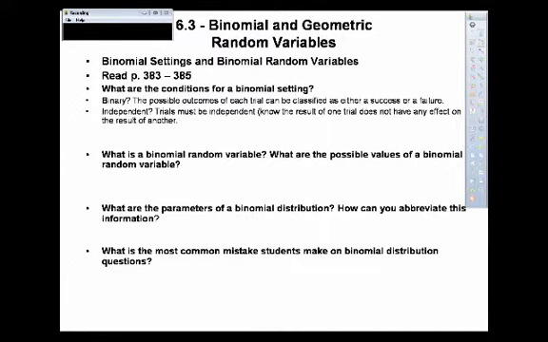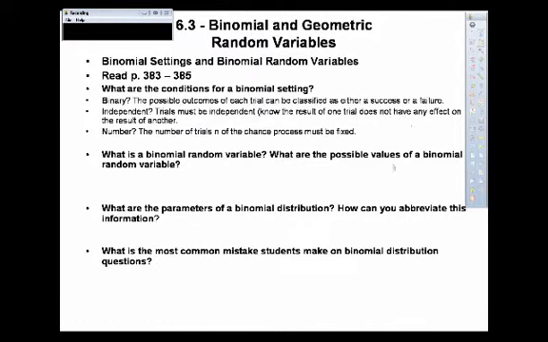It's got to be independent. Trials must be independent of each other. If you know the result of one trial, it does not have any effect on the result of another trial. The number of trials n of the chance process must be fixed. It can't just keep going on. And success: on each trial, the probability of success must be the same. So if you look, B-I-N-S, we're going to be checking our bins.